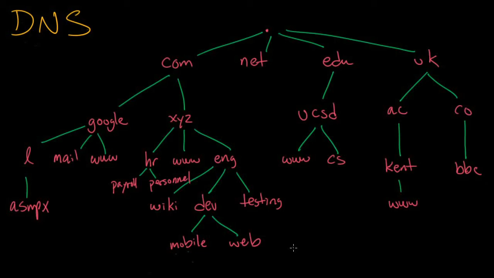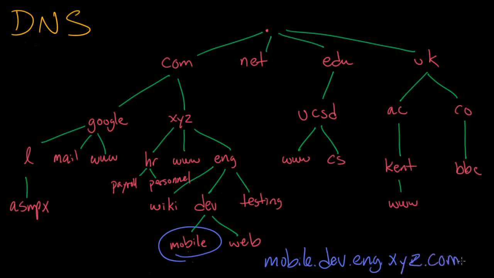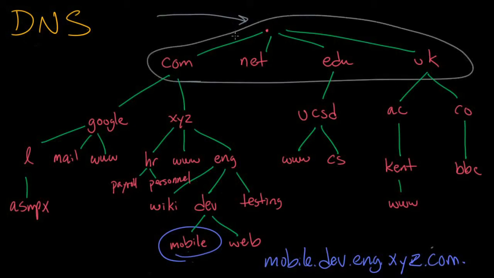Let me give you an overview of how DNS queries work. Let's say someone's trying to reach this point right here, mobile.dev.engineering.xyz.com. The query is going to come into the top and hit the root zone first. The root name server, which only knows about itself and the top-level domains like com, net, and edu, is going to look at the query and see that it knows about com, which is over here on the right-hand side. So the query gets passed down to the com zone.